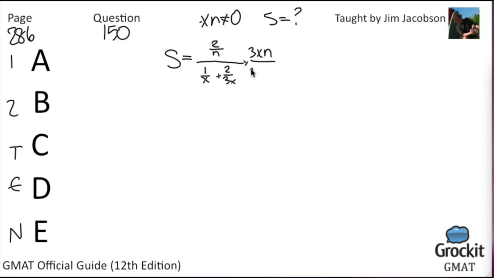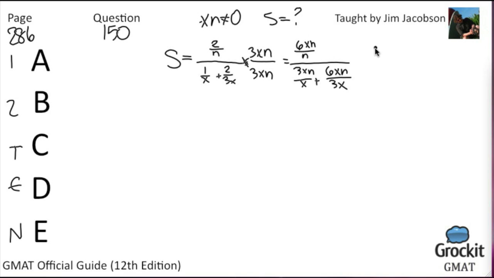So if we multiply the fraction times 3xn over 3xn, any number over itself equals 1. But then we get rid of the denominators in the fractions. If you multiply 3xn times 2 over n, you end up with 6xn over n. And then we end up with 3xn over x plus 6xn over 3x. Then you can start simplifying each of those fractions to eliminate the denominators.